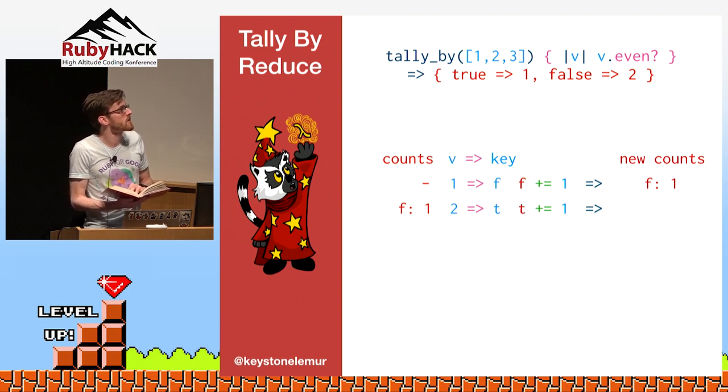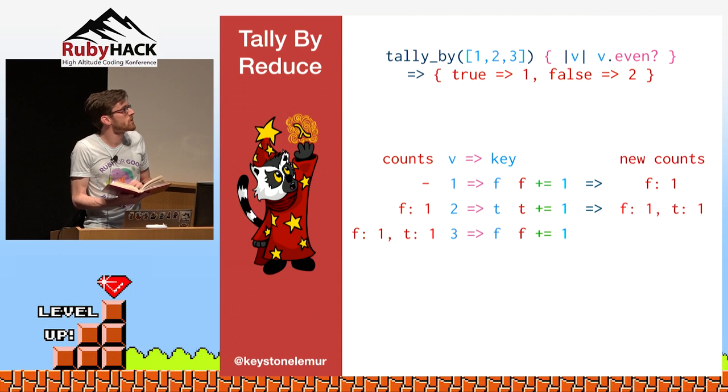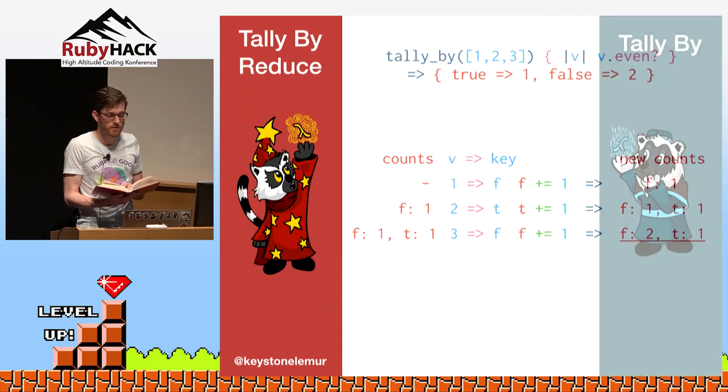So now we have counts of false of 1 and true of 1. And with our last element 3, that's odd as well. So that means that we're going to add one more count to false, which is going to give us back our final result of 2 false elements and 1 true element.